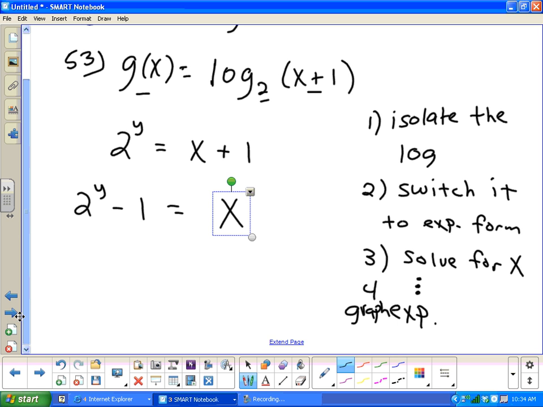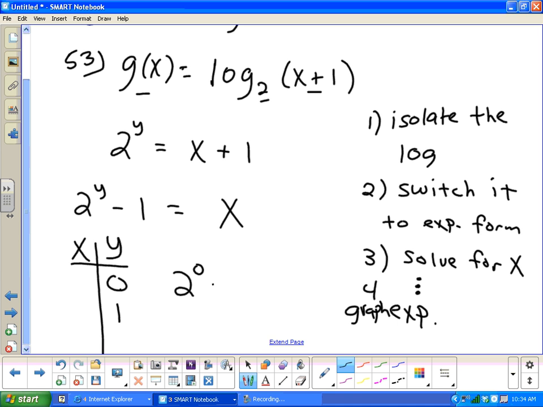Okay? Now, on our t-table, it's just like we did at the very beginning of class, but instead of picking x values, we're going to pick y values that make the exponent 0 and 1. So what would make my exponent 0 and 1 is 0 and 1 for y. Now, let's plug those values in. So let's plug in 0. We get 2 to the 0 power minus 1. 2 to the 0 power would just be 1, and then 1 minus 1 would be 0. You got the origin.